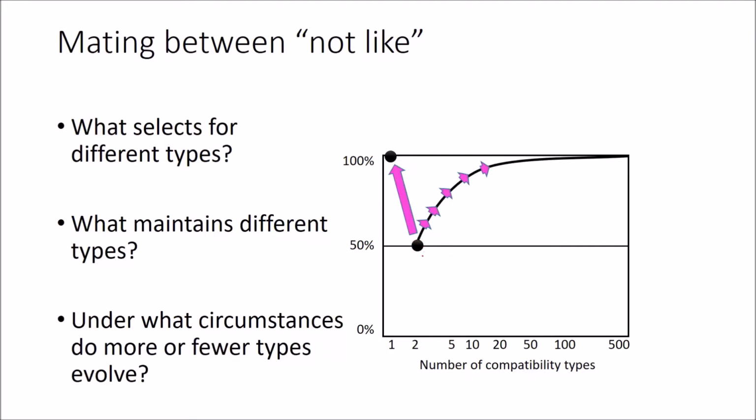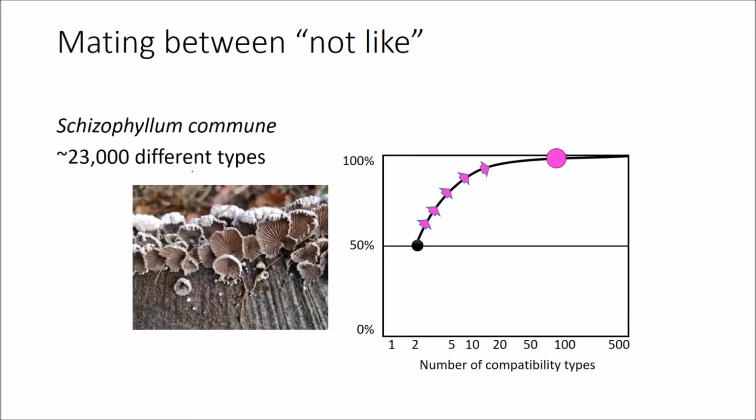The final question, trying to answer using this mushroom, Schizophyllum commune. This is still quite recently started research. Schizophyllum commune is quite a cool little mushroom. It has about 23,000 different types, or maybe effectively something around 100, depends who you ask. So we're trying to understand, how did this mushroom evolve so many different types?